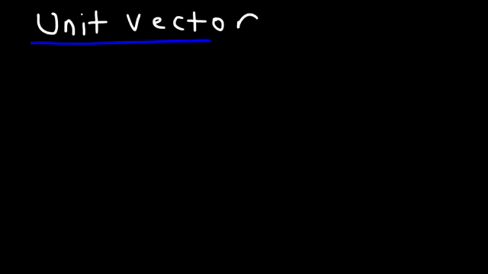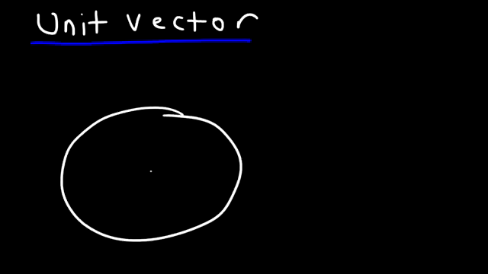Now, what about unit vectors? What is a unit vector? Think of the keyword units. What is the basic unit of any number? Most numbers are based on a unit of 1. And think of the unit circle. When you hear the word unit circle, what do you think of? The unit circle is basically a circle with a radius of 1.